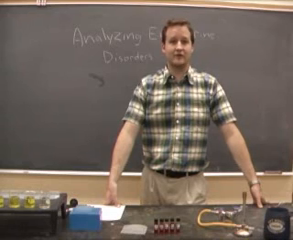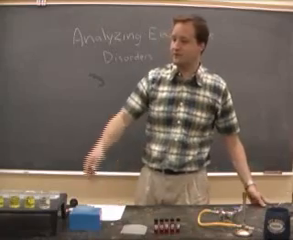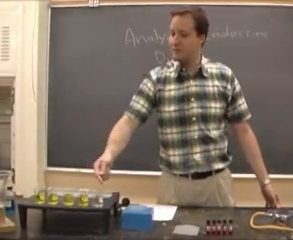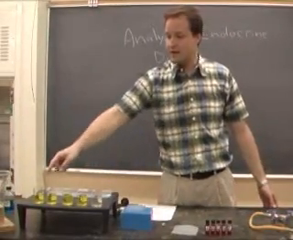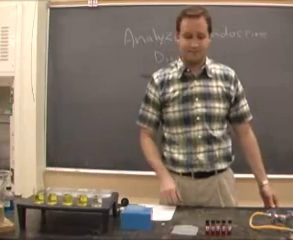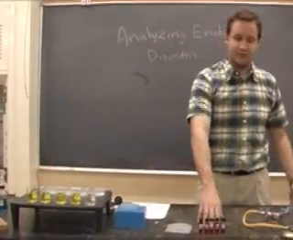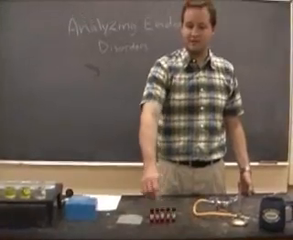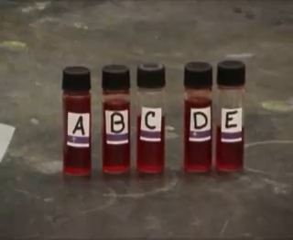First thing we're going to do is look at the urine samples. So let's take a look over here. I've got 5 samples, one from each patient, A, B, C, D, and E. And here are the blood samples. Again, one from each patient, A through E.